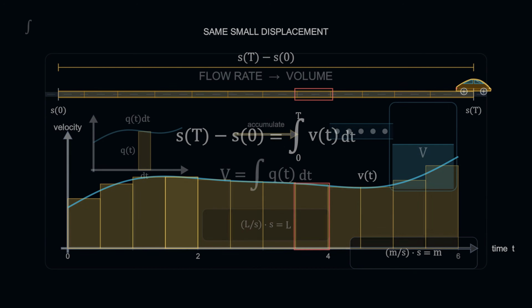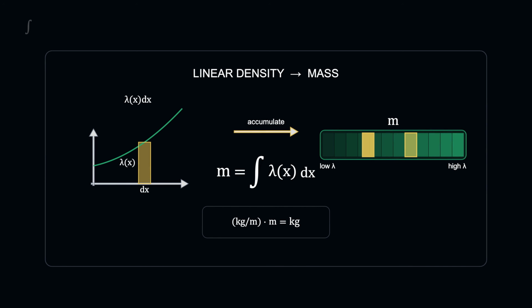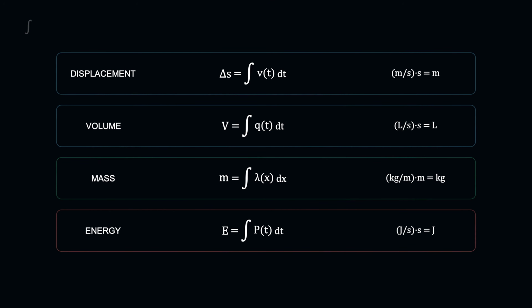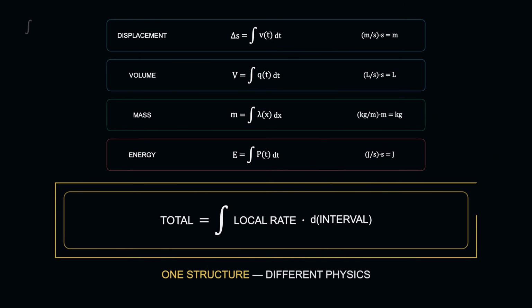The same pattern appears in many other situations. A flow rate accumulated over time gives volume. A linear density accumulated over length gives mass. Power accumulated over time gives energy. In every case, we begin with a local quantity, multiply it by a tiny interval, and add all of the contributions. Integration turns local information into a total.